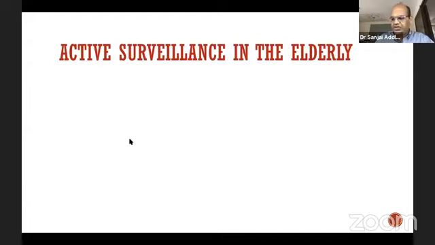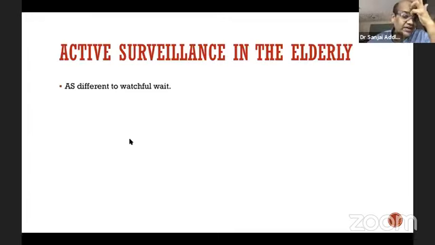Who are the patients we are talking of, and how does it differ? AS is different to watchful waiting. You do have it around these 80 to 90-year-olds whom you're just keeping an eye on because they are asymptomatic. AS is different in that you are keeping it similar to prostate cancer. You're keeping an eye on them so that in case there is a sign that this is an aggressive variant, you're going to go and intervene with the intention to cure these patients.